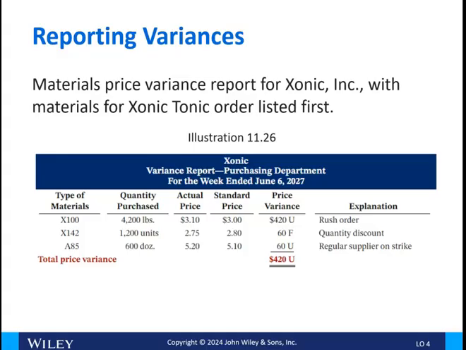We have two other products. We've got their quantities purchased, and see the quantity purchased is in different units of measure. So you just need to be aware of that, you can't compare these prices across different rows because they have different units of measure, but that's appropriate to use. Favorable for the X42 because we had a quantity discount. Our A85 was unfavorable. We paid more than our standard, and it says our regular supplier was on strike, so we had to buy from a different supplier.